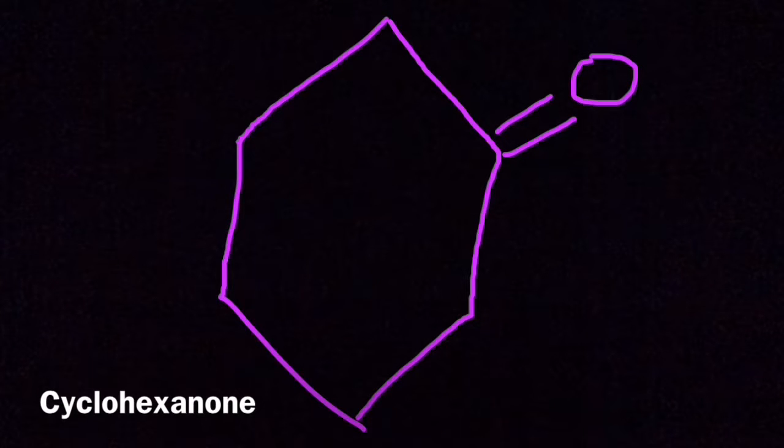Okay, so in the last video, the MS and IR video, the structure predicted from going through all the steps was a cyclohexanone. And so we're going to use the NMR spectra of hydrogen and carbon to see if the structure is correct.